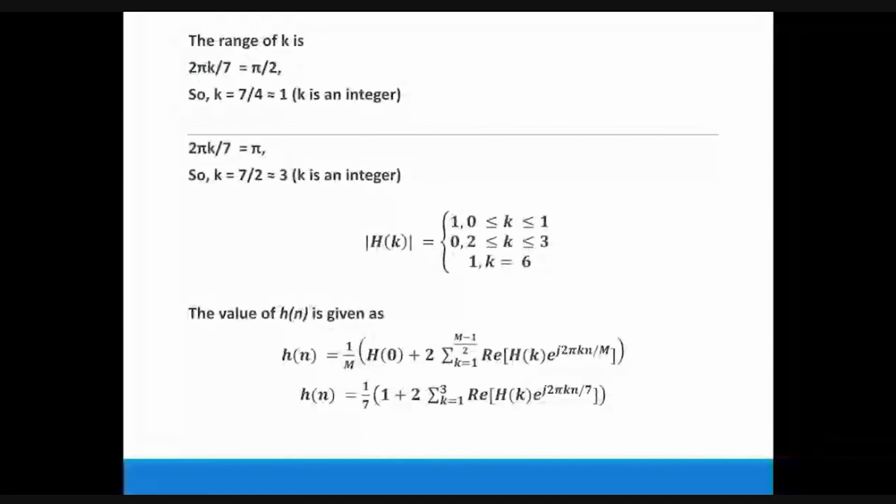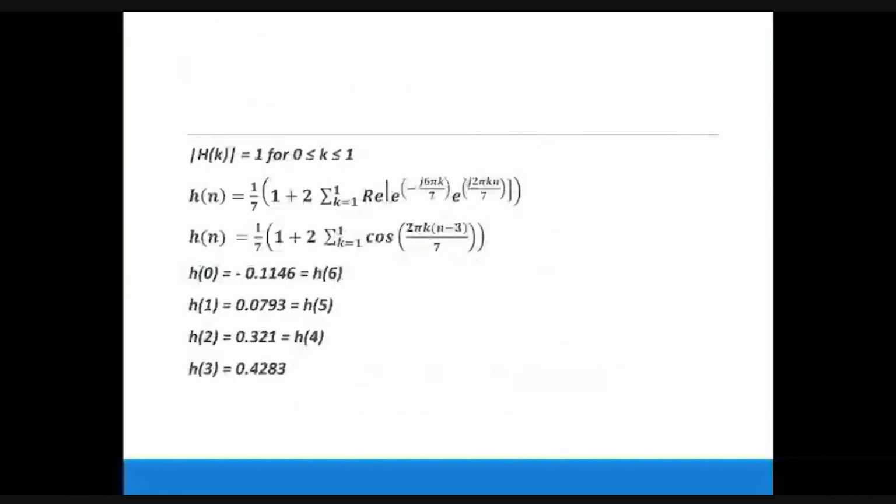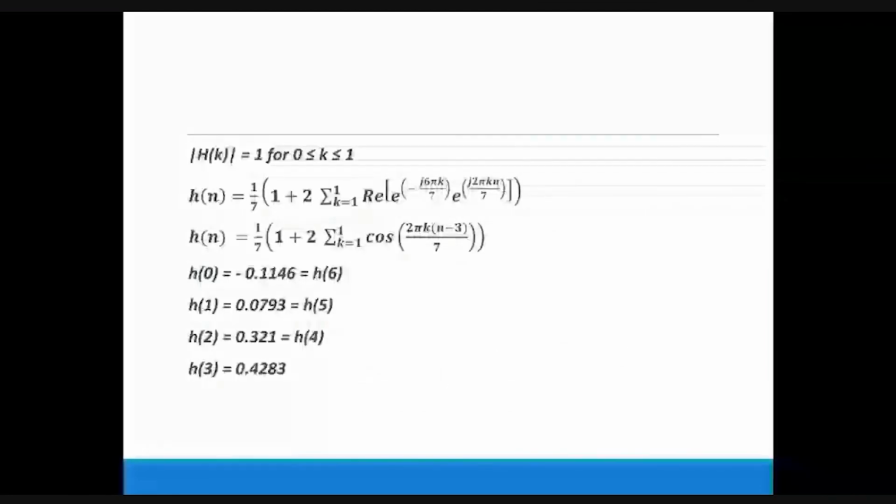Okay, so here the equation is written. h of n is equal to 1 by 7, 1 plus 2 summation from k is equal to 1 to 3, the real part of h of k e raised to j 2 pi k n by 7. So when you apply the values, here h of k is equal to 1 for the range of k from 0 to 1 only. So we are applying those limits, and you are getting the equation h of n is equal to 1 by 7 in the bracket 1 plus 2 summation from k is equal to 1 of cos 2 pi k n minus 3 by 7. Okay, so now you have to apply the value of k from 1 over here only.